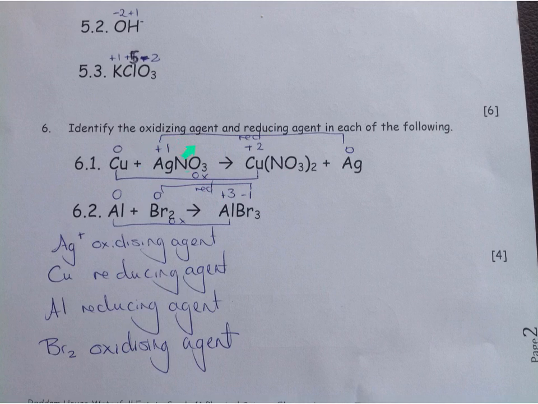This is the one which most people manage to get wrong. You can't say silver is the oxidizing agent, because silver's over there. This is Ag+, or the silver ion, that is the oxidizing agent.